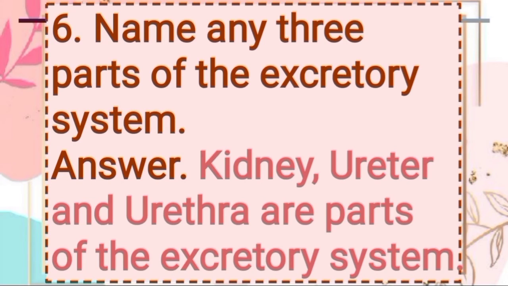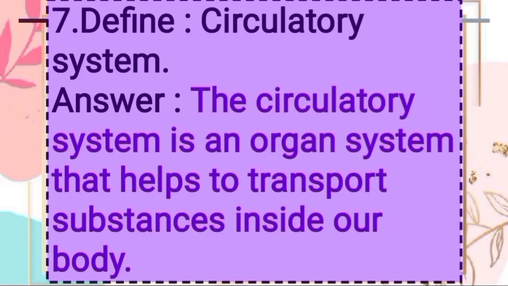Next, name any three parts of the excretory system. Excretory system means an organ system that helps in getting rid of waste formed inside our body, and kidney, ureter, urethra are parts of the excretory system. Next, define circulatory system. Answer: the circulatory system is an organ system that helps to transport substances inside our body.